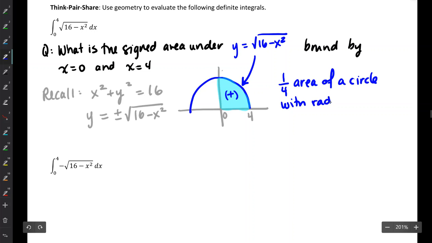This is a quarter the area of a circle with radius 4. Okay, so your answer here, maybe I'll write answer. That's okay. Area of a circle is pi r squared. My radius here is 4, and I want a quarter of that circle. We end up with 16 pi divided by 4, which is 4 pi. Done.